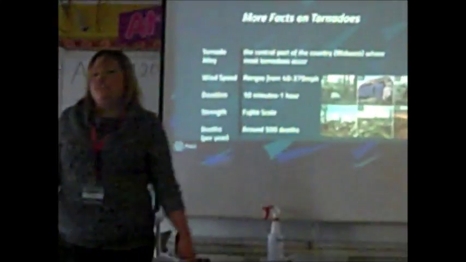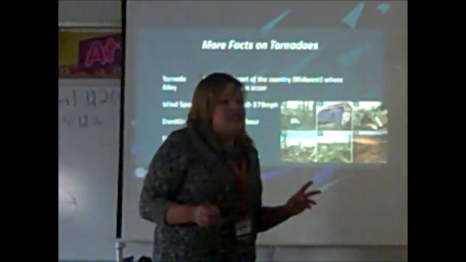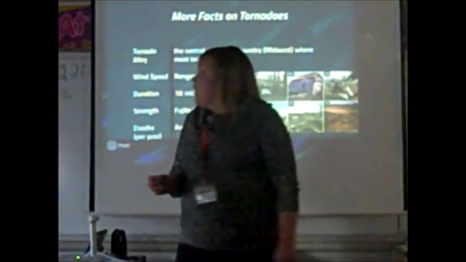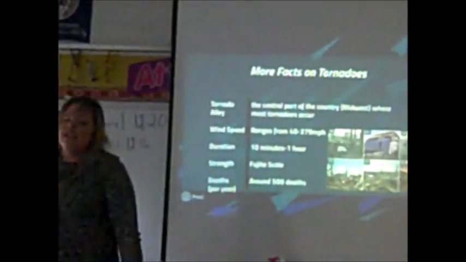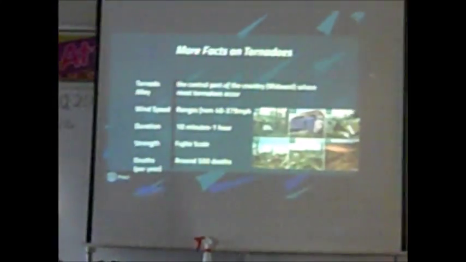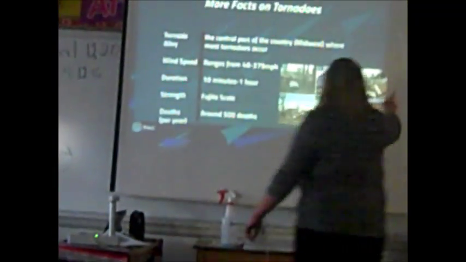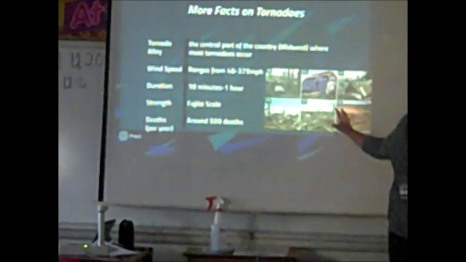Here's some of the really cool facts about tornadoes. So there's this place called Tornado Alley, and it's in the Midwest, and that's where most of the tornadoes occur. They could occur other places, but this is where the majority of them occur. And then the wind speed, it ranges from 40 miles per hour to 370 miles per hour, which is really fast. So this is called the Fujita scale, and basically this is how they scale tornadoes.